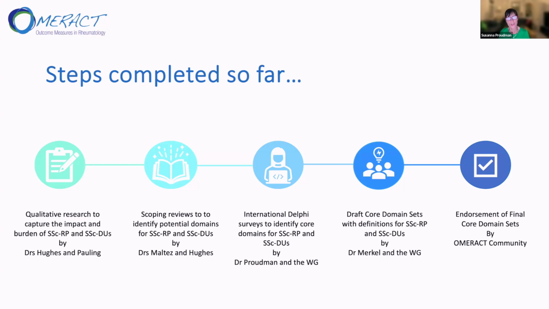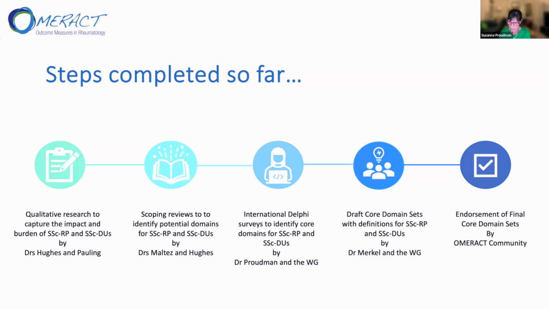So this is 4 years' work, and in fact, even work prior to that, all jammed into one screen. It started with some really detailed, comprehensive work by Drs. Hughes and Pauling in the UK, qualitative research to capture the impact and burden of scleroderma, Raynaud's and digital ulcers. Then this was the jumping off point to scoping reviews, individual reviews to identify potential domains for Raynaud's phenomenon and digital ulcers, performed by the 2 fellows.